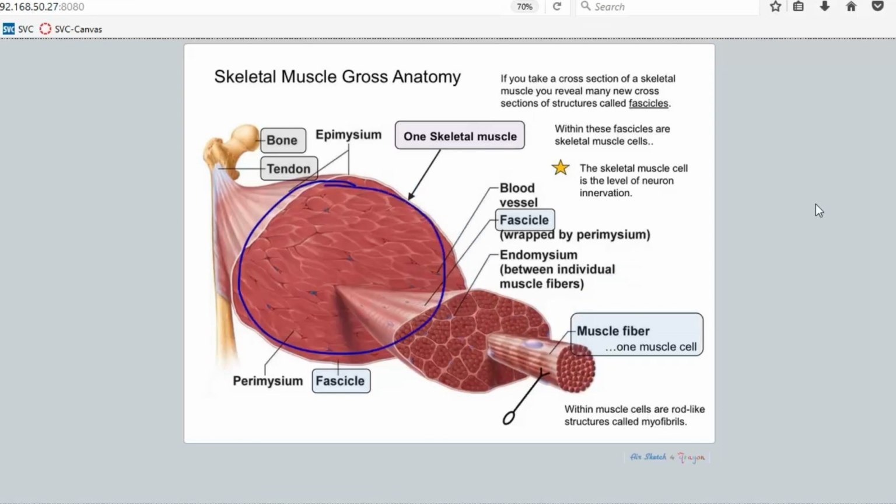So skeletal muscle contains fascicles, fascicles contain skeletal muscle cells, and then further, if you look at the skeletal muscle cell, you can see these new structures, and these new structures here are called myofibrils. They're these rod-like filaments that run the length of the skeletal muscle cell. And those are called myofibrils. And that's where we're going.